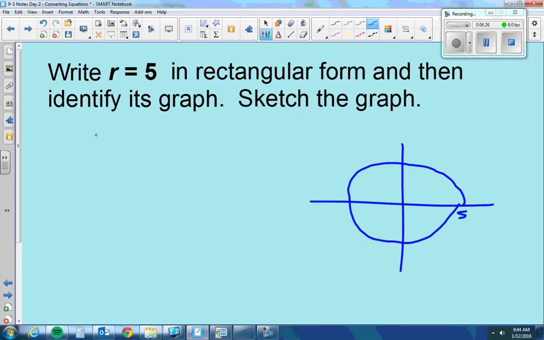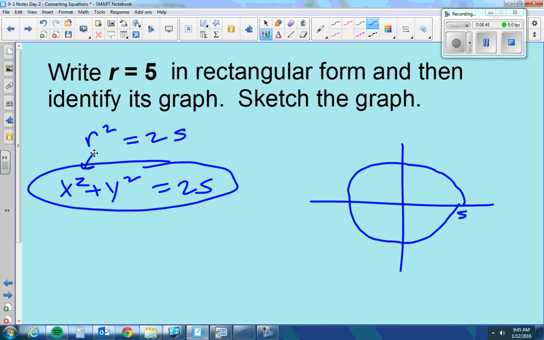Here you want to square both sides. Square r and square 5, you get this. Here you wouldn't want to multiply both sides by r, that nets everything up. So I'm saying you have to choose. Sometimes multiply both sides by r, sometimes square both sides. What is r squared? And you're done. x squared plus y squared equals 25 is the equation for a circle centered at the origin with a radius of 5. That one's easy.